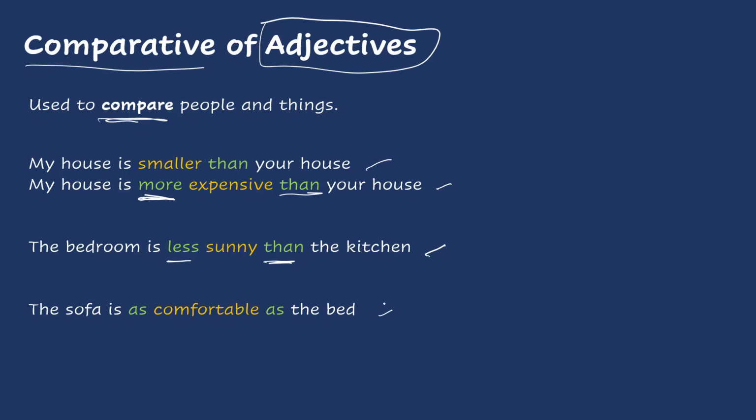Or you can say the sofa is as comfortable as the bed. Now the sofa is equally comfortable as the bed. So as you notice here, you also use an adjective. So this is what we are going to see now in French.